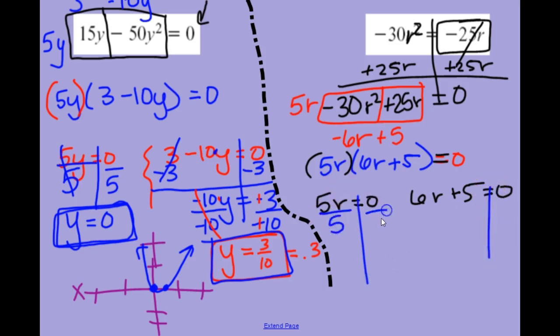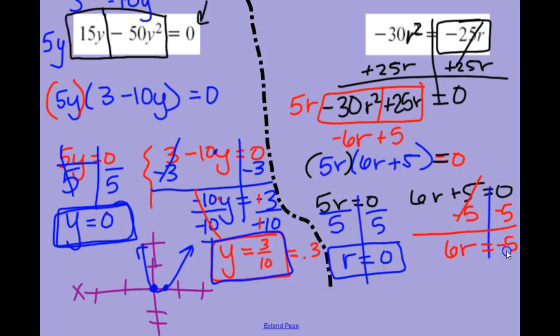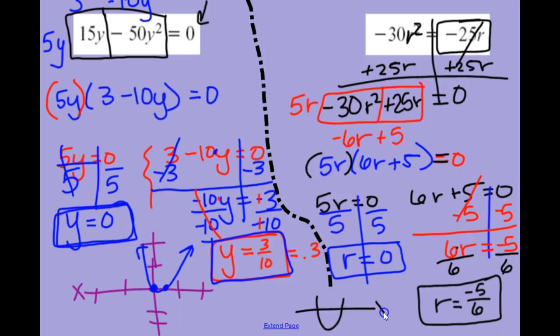So if I divide by 5, this is the easy one because 0 divided by 5 is still 0. And then on this side, subtract 5. And then the opposite of multiply by 6 is divide by 6. So I have a negative 5 divided by 6, which is still 5 divided by 6. If you want to write it as a decimal, you can. Otherwise, those two answers will work. Those are the two places where my parabola, my graph, my curve, will cross the x-axis.